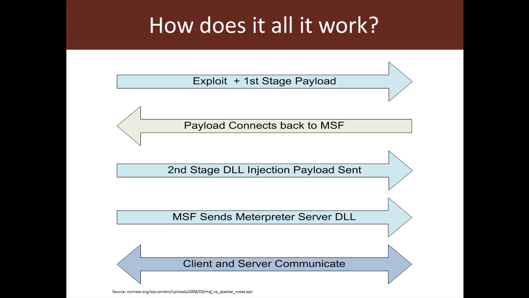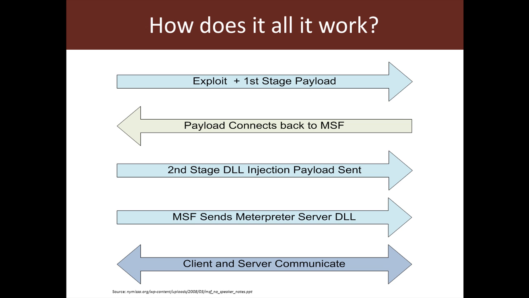So how does this all work? Well, very interestingly, once the exploit succeeds, the first stage payload is executed. The payload now connects back to the attacker's MSF instance, and the MSF instance goes ahead and sends the second stage, which is what is responsible for the DLL injection. It also sends the Meterpreter server-side DLL, which is required on the victim.